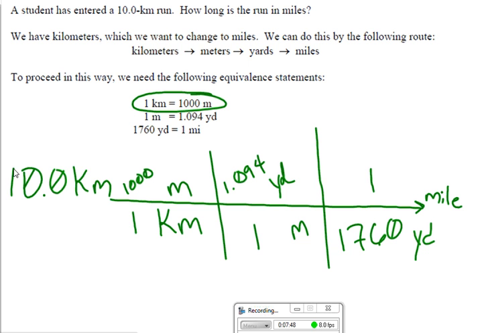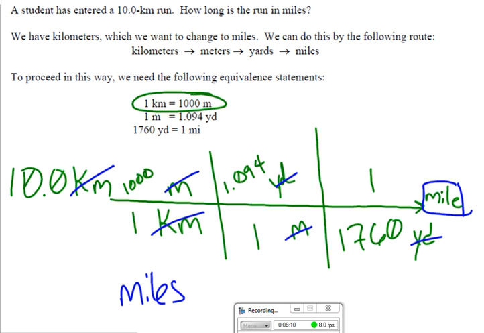So let's double check. There's a lot of steps. Let's make sure our units are going to cancel out here. Kilometers cancels kilometers. Meters cancel meters. Yards gets canceled by this yards down here. My final answer is going to be in miles.